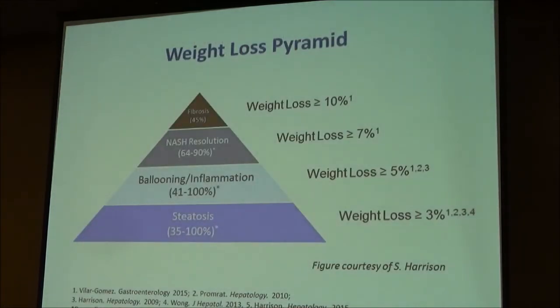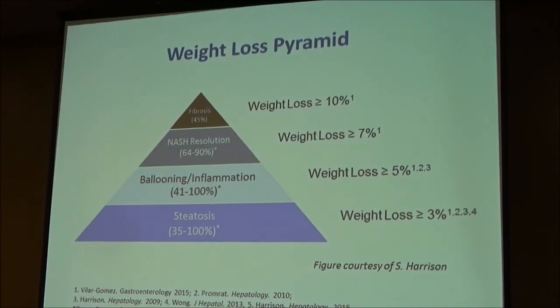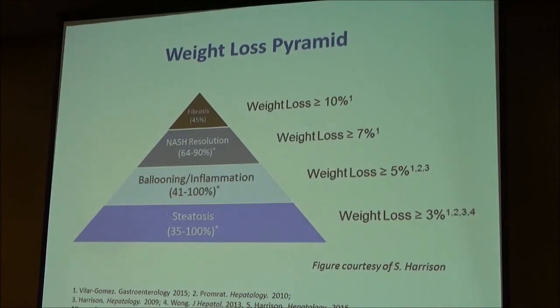So what about weight loss? How important is weight loss? Well, it's extremely important. You can see with this triangle, the bottom line, steatosis, is just fat in the liver. And if you lose just 3% of your weight, you can have improvement in the fat in the liver. If you lose 5% of your weight, you can actually have improvement with the ballooning of those liver cells, those hepatocytes. And as you increase up the pyramid and you lose more weight, you can actually have resolution of NASH.